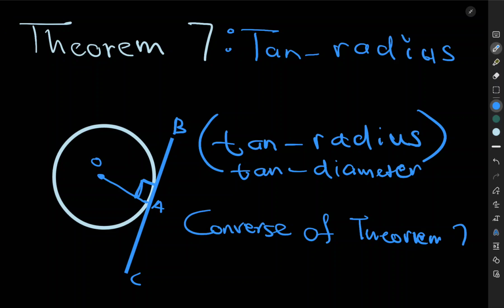In many cases we're told that it is a tangent. If they tell you that it is a tangent, then this theorem is the one you should think of, along with other theorems which we're going to discuss. This is the one theorem you need to think of every single time they tell you about a tangent, the tan radius theorem.